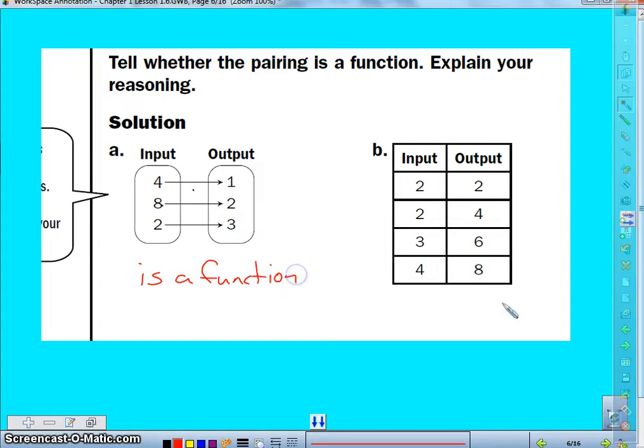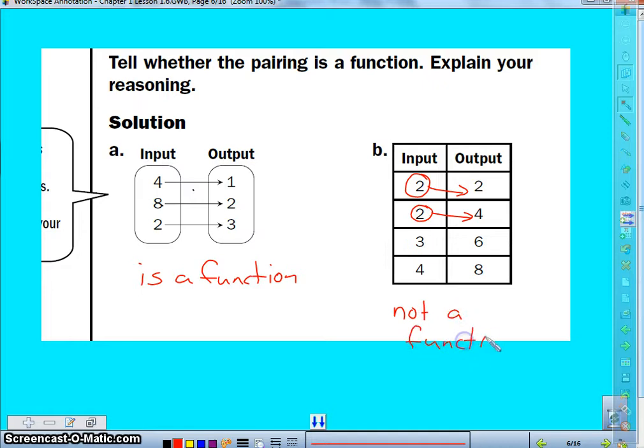Alright, now, when we look over here, this gets kind of tricky. We have a 2 that gives me a 2. But wait, we have a 2 that also gives me a 4. So we have the same input, but it's giving us 2 different outputs. That makes it not a function.